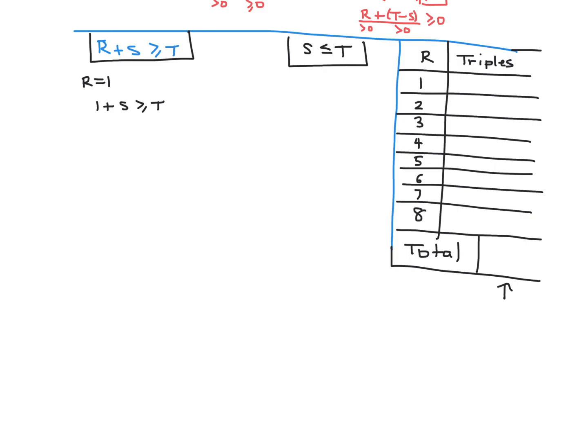So if 1 plus s is greater than or equal to t, then we've got to do this manually again. So when s equals 1, what is t? When s equals 1, t will be less than or equal to 2, and therefore t will be equal to 2 or 1, right? Because this has to be satisfied. Okay, when s is 2, this becomes 3 is greater than or equal to t, and therefore t is equal to 3 or 2.